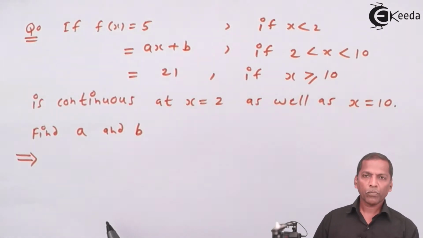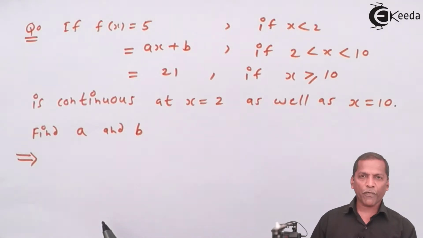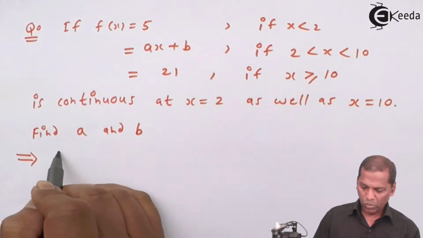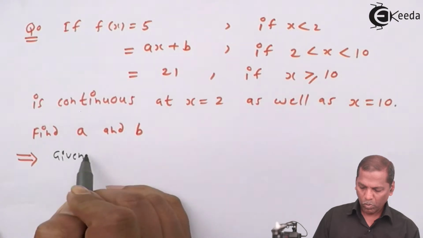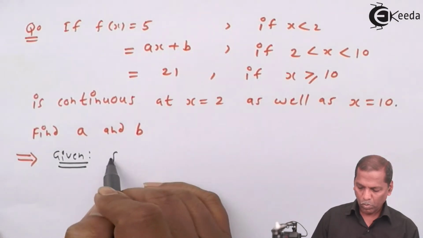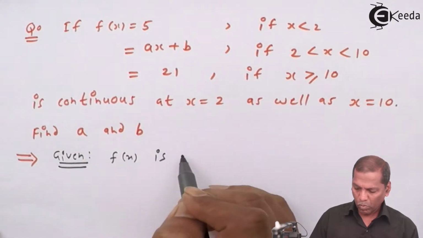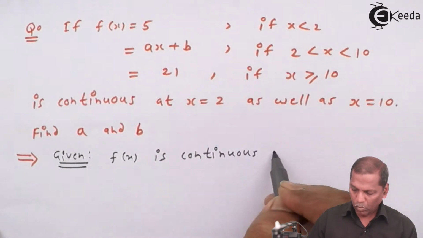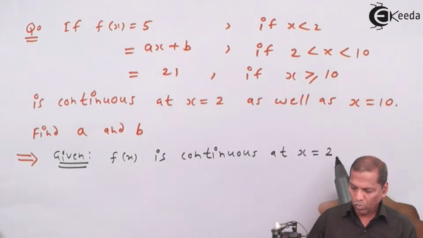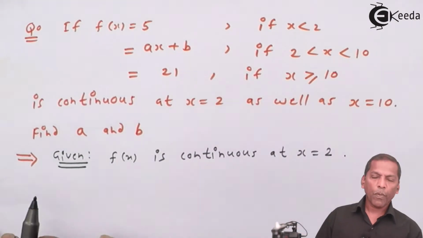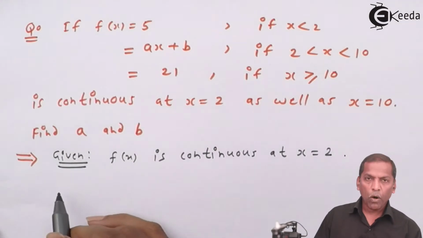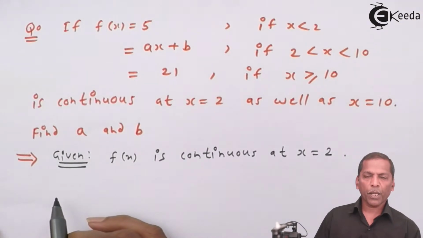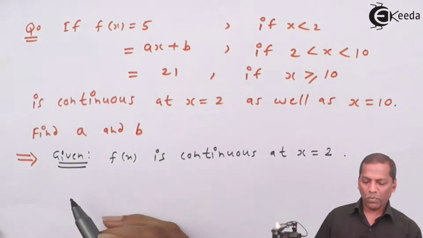The solution is quite simple. First we use the given that f of x is continuous at the point x equal to 2. Therefore, by the definition of continuity, we have limit x tends to 2 plus f x is equal to limit x tends to 2 minus f x is equal to f of 2.